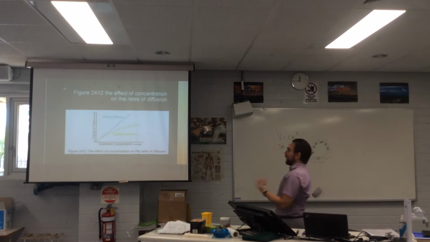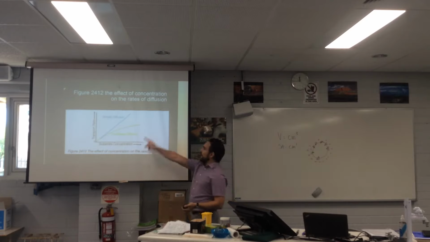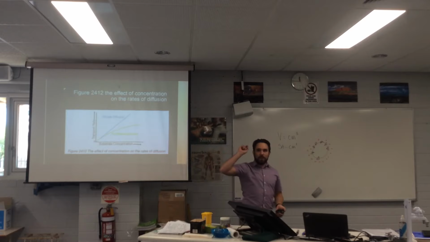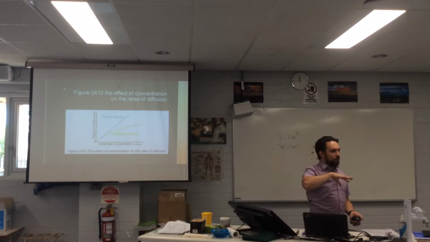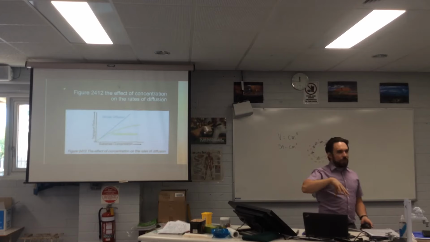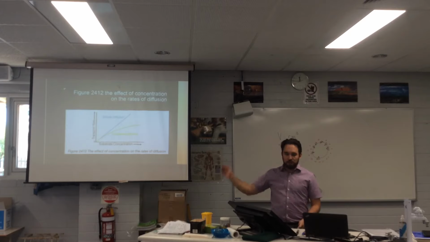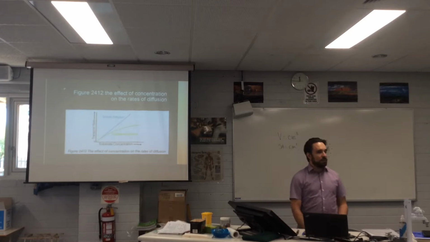Here we've just got a graph. Simple diffusion follows a linear curve. Simple diffusion, what I mean there, is it's just diffusion that occurs directly across the membrane. Facilitated diffusion is the one that occurs via carrier proteins or protein channels, and you can see that it tends to plateau. As substrate concentration increases, transport rate eventually flattens off.